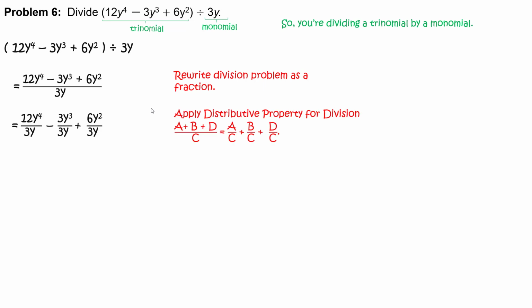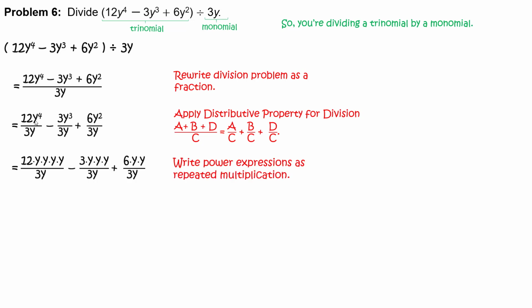All right, then I'm going to apply the distributive property for division. I've extended it for a sum of 3 terms. So a plus b plus d divided by c is equivalent to a divided by c plus b divided by c plus d divided by c. And this is just a property of adding fractions. If you add these 3 fractions, that's what you're going to get. So I have 12y to the 4th divided by 3y minus 3y cubed divided by 3y plus 6y squared divided by 3y.